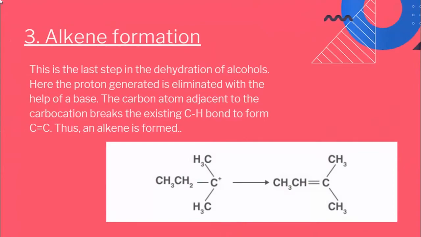The third step is alkene formation. The proton generated is eliminated with the help of a base. The carbon atom adjacent to the carbocation breaks the existing C-H bond to form a C=C double bond. Thus, an alkene is formed.